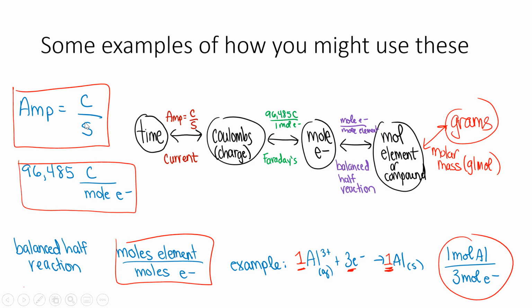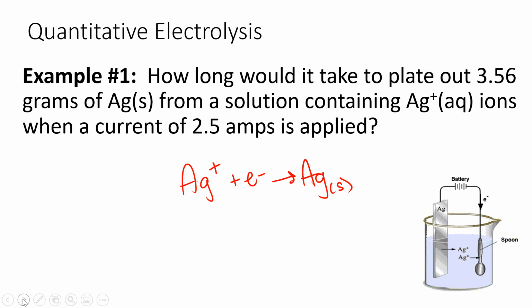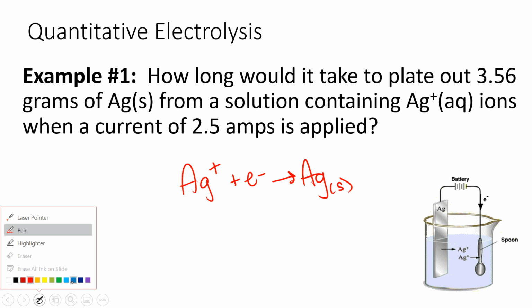Really, it comes down to these key things here. The current is the coulomb per second. Faraday's constant is the coulombs per mole electron. And then our balanced chemical equation will tell us the relationship between moles of electrons and moles of the thing that you are electroplating, like maybe silver or copper or nickel or whatnot. So let's look at 2 sample problems so you can see how this might work.